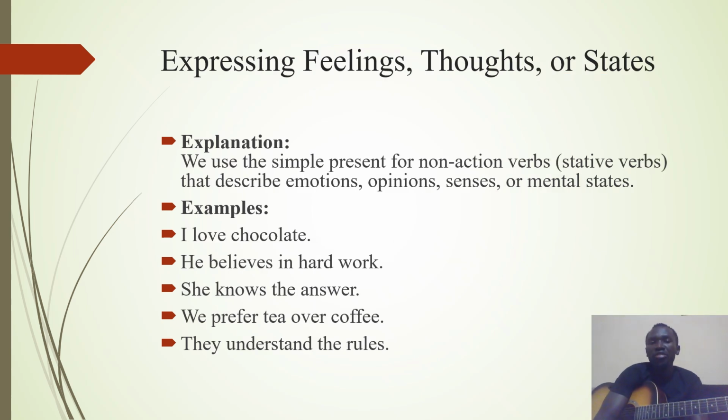We now have expressing feelings, thoughts, or states. You remember somewhere I said our president is the best, for instance. That is a thought. When you are expressing thoughts around things, you just do it in simple present tense. We use the simple present for non-action verbs, stative verbs. These stative verbs show how something is or how someone feels, not about actions. That describe emotions, opinions, senses, or mental states.